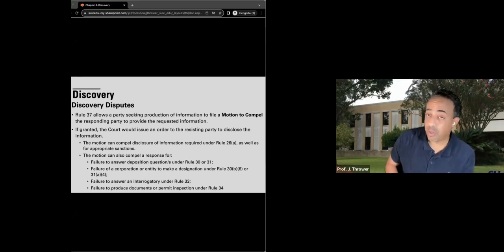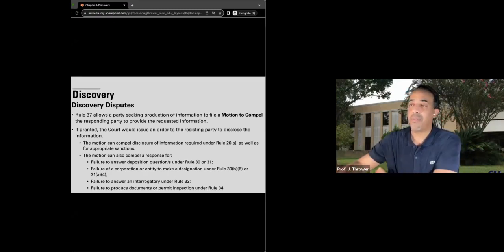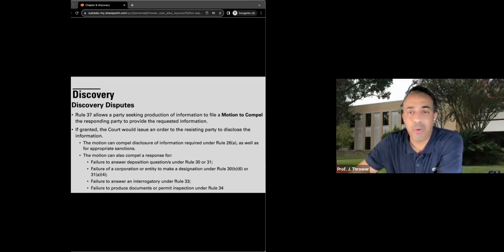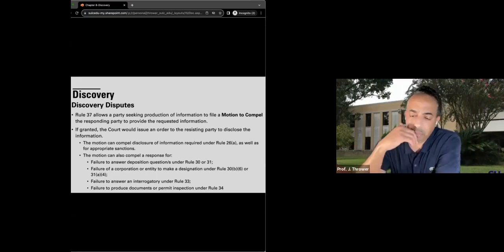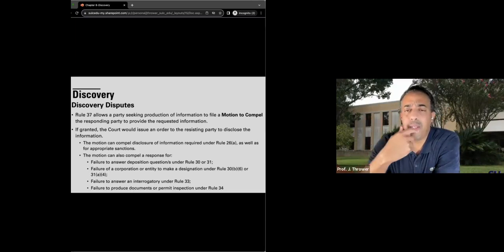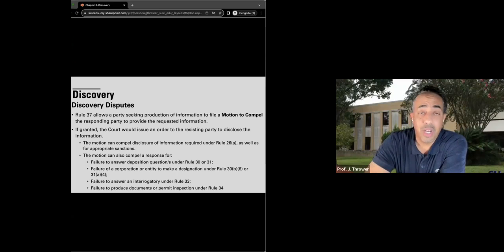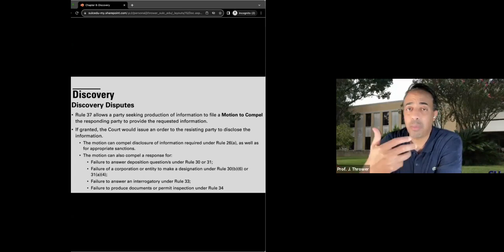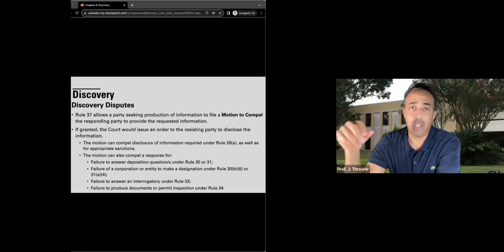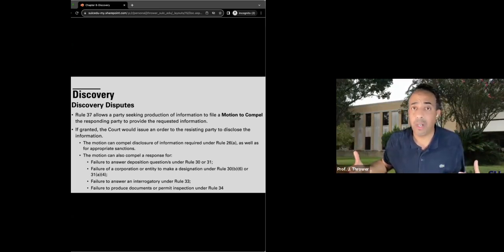A motion to compel can also compel a response for other types of discovery devices. A motion to compel is proper to file when a party has failed to answer a deposition question under Rule 30 or 31. So remember, when we talked about oral depositions, if a party is instructed by his or her counsel not to answer, and the parties cannot come to some resolution of whether the deponent is required to answer the question or not, the aggrieved party can file a motion compelling the deponent to answer the question.